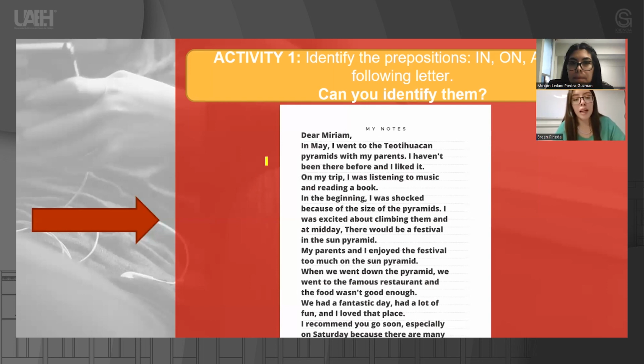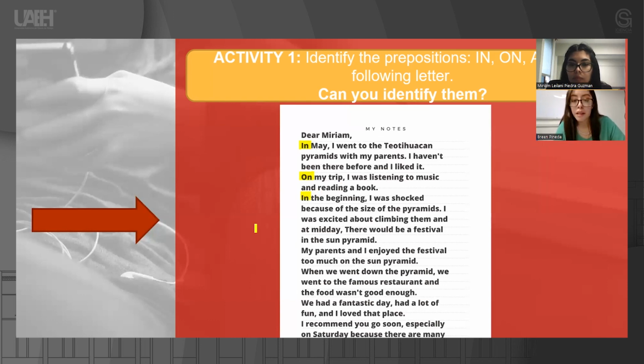Okay, now you have time to identify the prepositions. Well, now I'm gonna help you. Remember, we have to use in, on, at. As you can see, the first word is in, so we're gonna underline it. Then we have on my trip. This is another preposition of time. The number 3, it's gonna be in the beginning.